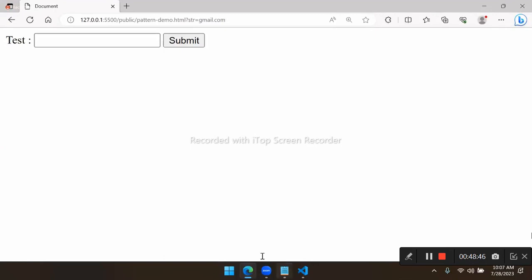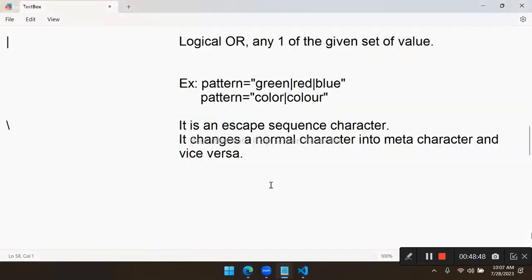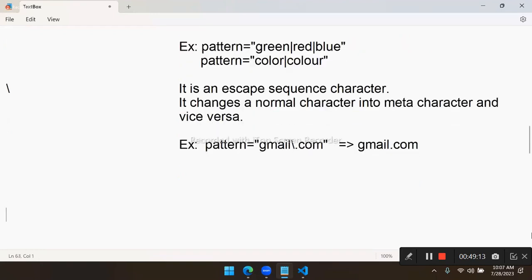So this is very, very important: how do we convert a meta character into a normal character? Later we can convert normal into meta also, which we are going to see now. This is an example for that. Pattern is equal to gmail\.com. Like this we can define. That is an asterisk. That is slash meta character.